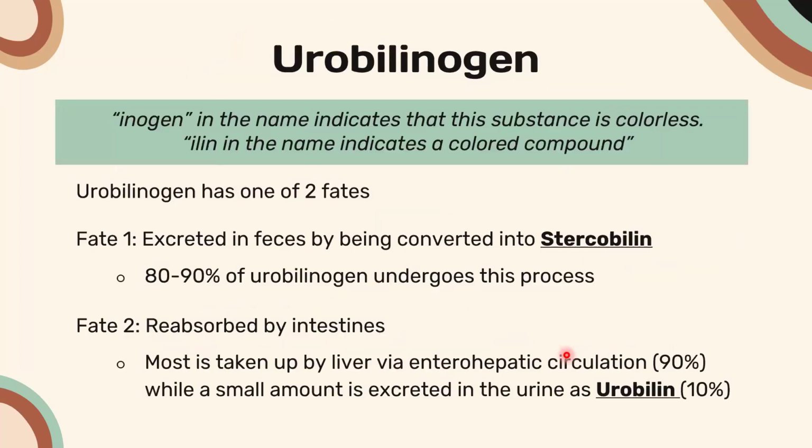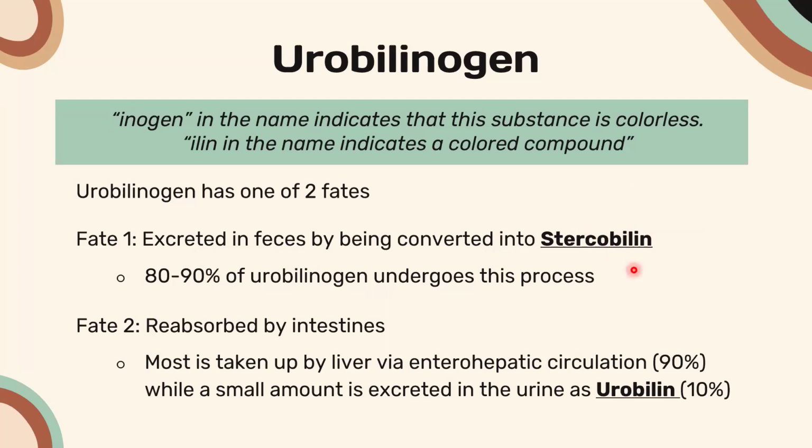So, once you have the urobilinogen formed, it has one of two fates. The first is that it can be excreted in the feces by being converted into stercobilin. And stercobilin is what gives your stool its brown color. Now, 80 to 90% of the urobilinogen that is formed is actually going to go through this fate, where it's going to be secreted in the feces as stercobilin.